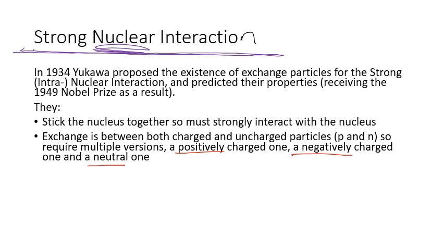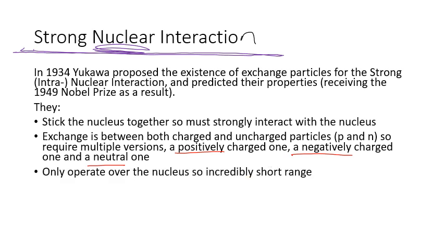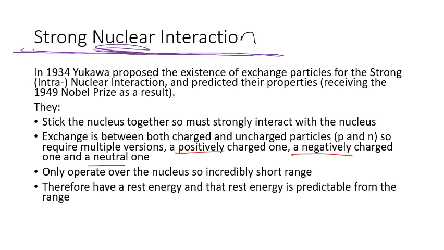And as I said, that's true for the weak force, beta decay. So he said there must be three. He said they only operate over the nucleus, so they're really short range. And the way to make them really short range is to give them a rest energy.